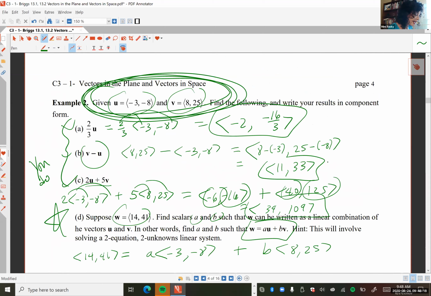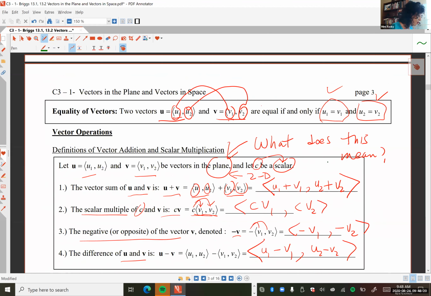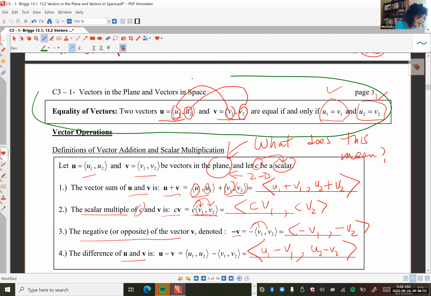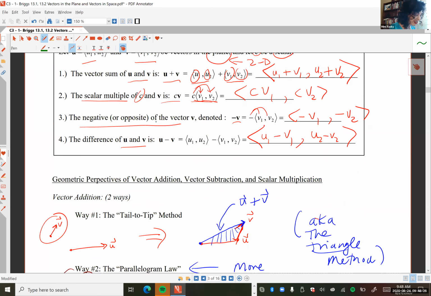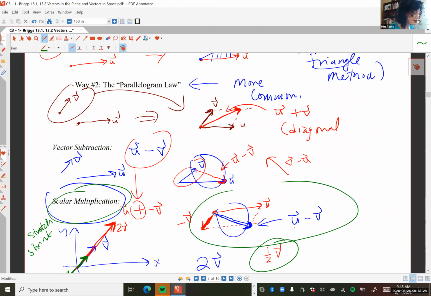Do you guys remember that way back here? I said it's really important. You should know it. This is going to come into the conversation, people. You may have thought, oh, that's really stupid, equality of vectors, who needs that? Well, that is going to bail you out on multiple occasions in this class, and this is one of them.